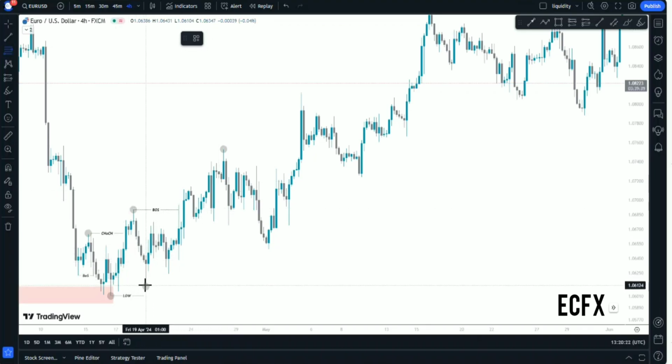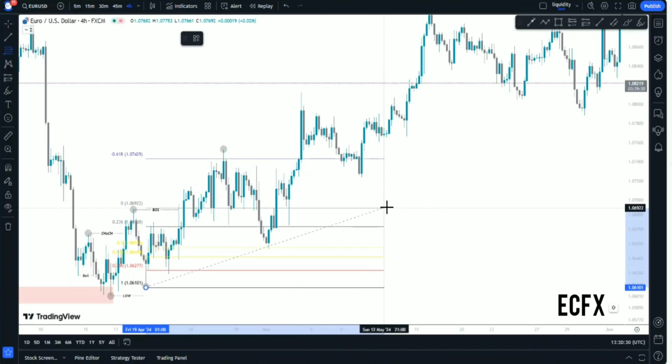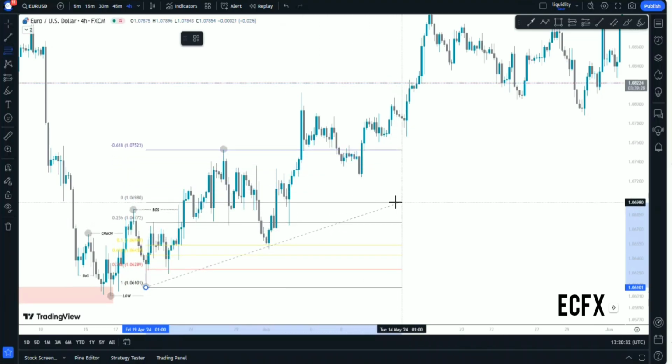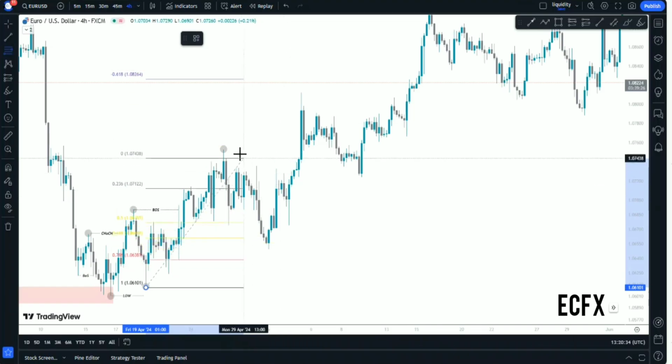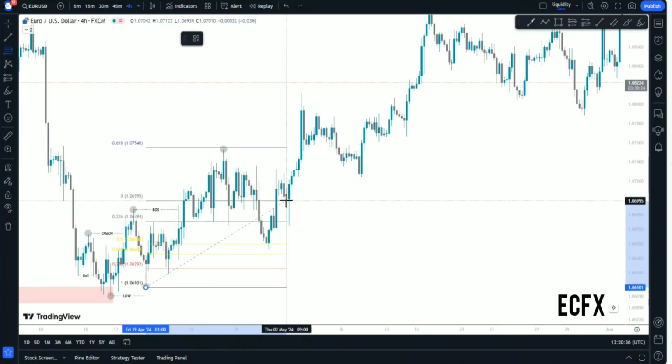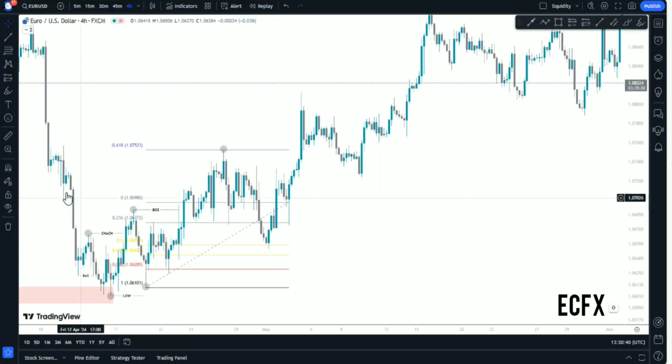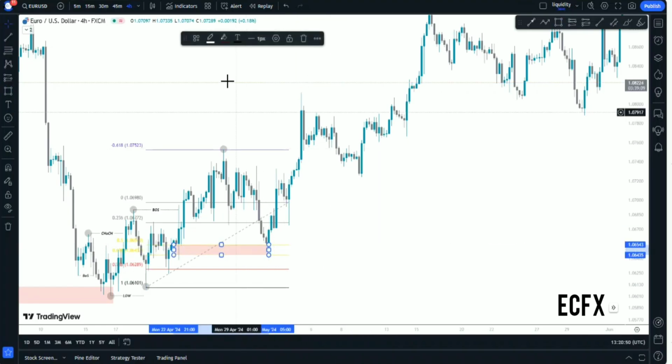So, because I marked out my low over here, I am going to pull my Fibonacci from here to my most recent high, which is this one over here. So I'm going to just lay it on top of there, and as you can see, we have a premium zone where price comes to mitigate, and we call that a demand zone, right?